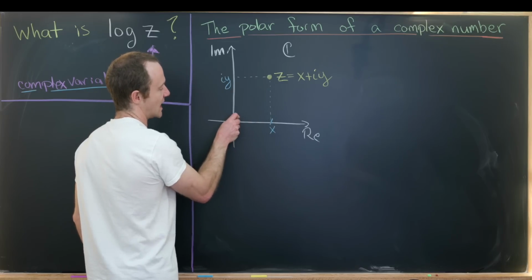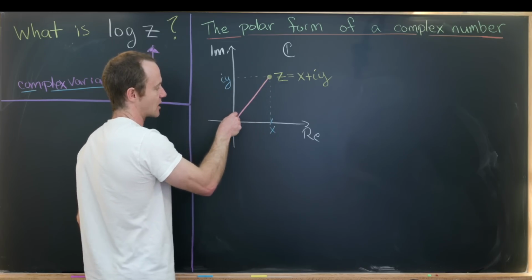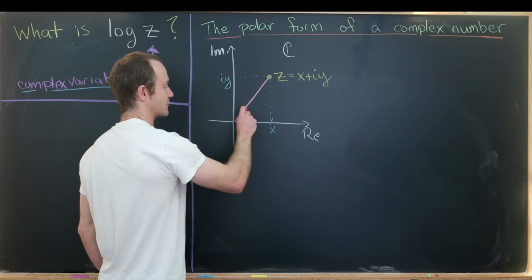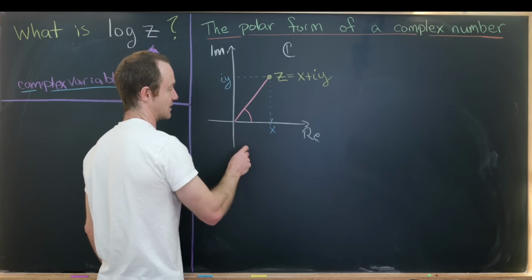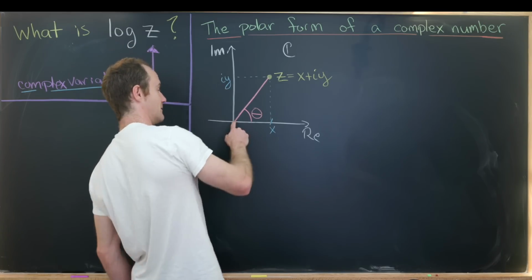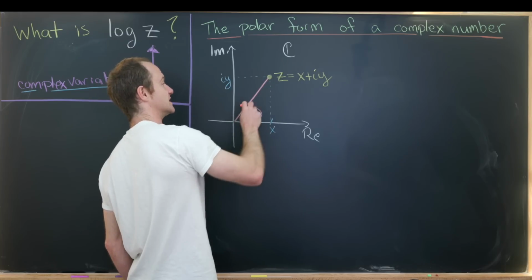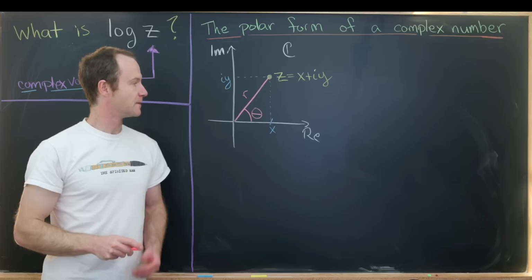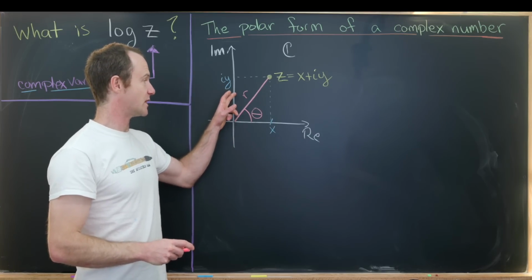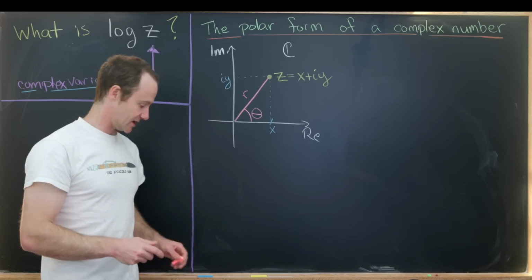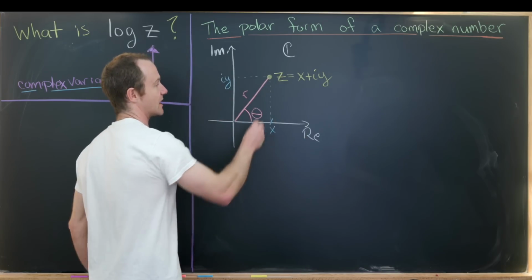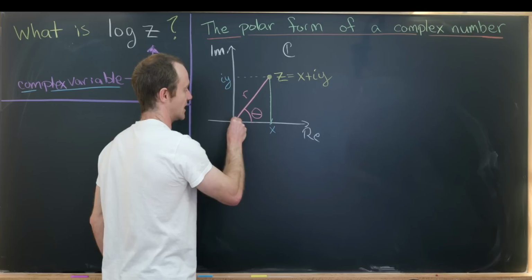We'll draw a line segment from the origin to our complex number z. And then we'll make a measurement from the positive real axis to this line segment, and we'll call that angle theta. And then we'll make a measurement of distance from the origin to this point, and we'll call that r. Now, next up, what we'd like to do is find some sort of translation between r, theta, and x and y. And we can do that by completing this triangle right here. So let's complete this triangle.